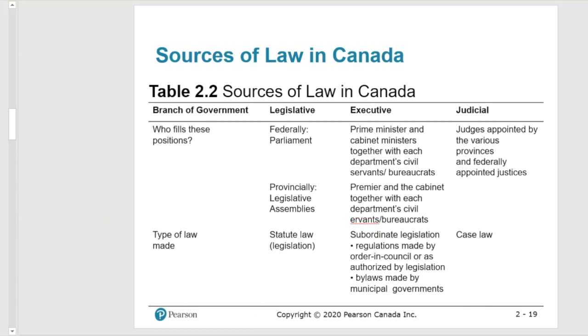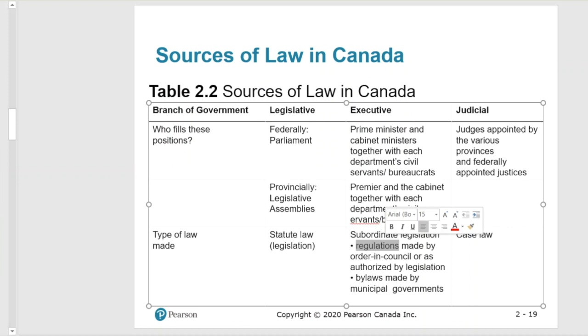So this is a summary, a very interesting summary. Again, the three branches: legislative, executive, and judicial, and who they are, parliament or legislature in the province, and what type of law they make. So the legislative branch makes statute law or legislation. The executive branch, as I just said, is the prime minister and cabinet, or premier and cabinet. What kind of legislation do they make? They will make regulations or bylaws. Bylaws by municipalities. And regulations, what are regulations? Regulations are actually more detailed laws derived from acts, from statute law.